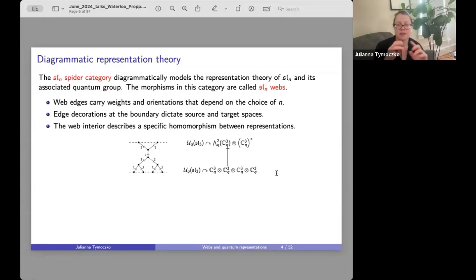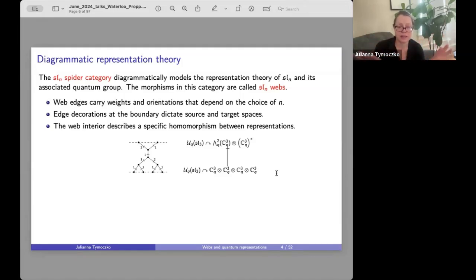Web edges have some kind of weight. They are labeled with a number that depends on the choice of n. It also is a directed graph. The edge decorations at the boundary indicate what vector space the input and output of this morphism are contained in. And then all of the stuff between the top and bottom boundary, the interior of the web, is describing some specific homomorphism between two vector spaces.